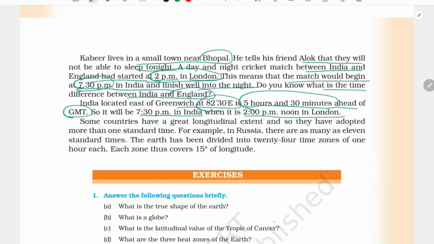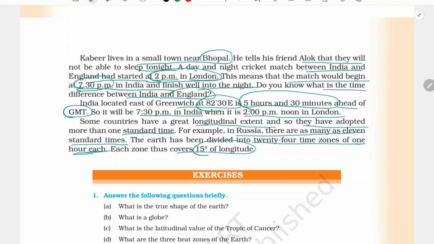Some countries have a great longitudinal extent. This is about Russia. Some countries have a great longitudinal extent, as their country expands over a great area, and so they have adopted more than one standard time. For example, in Russia there are as many as 11 standard times. The earth has been divided into 24 time zones of 1 hour each. Each zone covers 15 degrees of longitude.